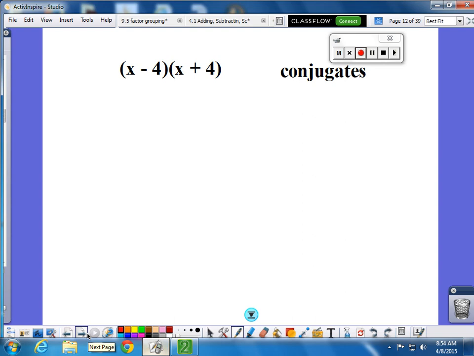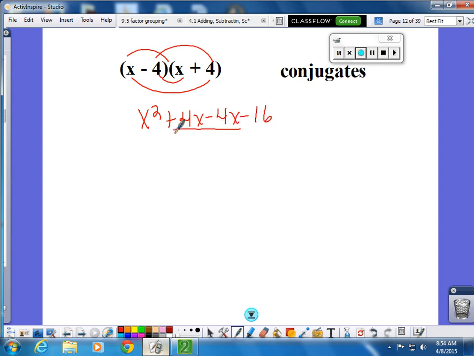All right, these are called conjugates. How did we define conjugates before? Same term, different middle sign. What did you get when you FOILed them out? What's going to happen with outer and inner? First, outer, inner, last. They cancel out.